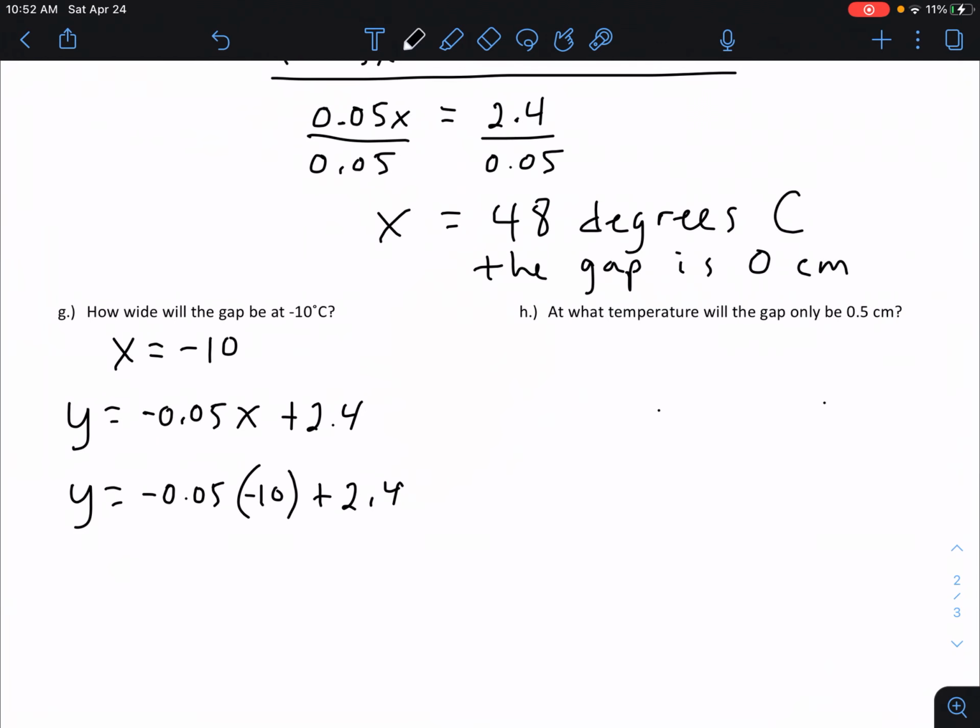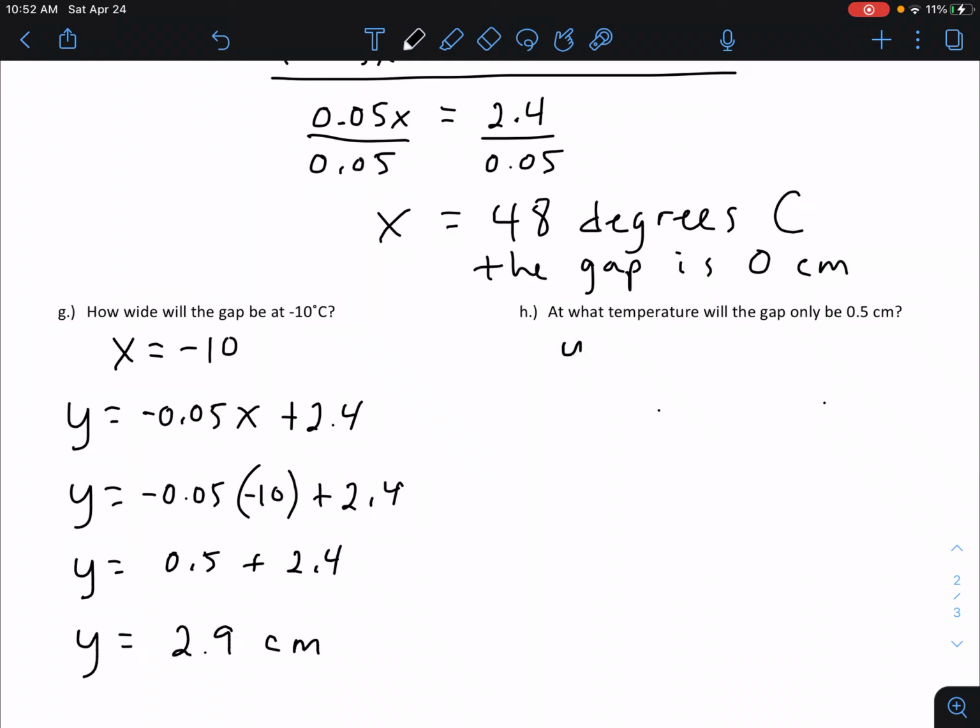So it's 0.5. So y equals 0.5 plus 2.4. Well, if we add those together, we get 2.9. So it's 2.9 centimeters. So there's our gap at negative 10 degrees. Negative 10 degrees Celsius is pretty cold, and so the gap is going to be pretty big, 2.9 centimeters. You might not think that's very big, but in terms of an expansion joint, it's over an inch. 2.9 centimeters.